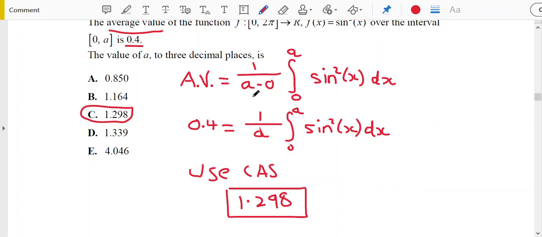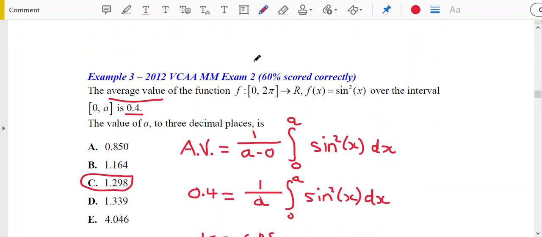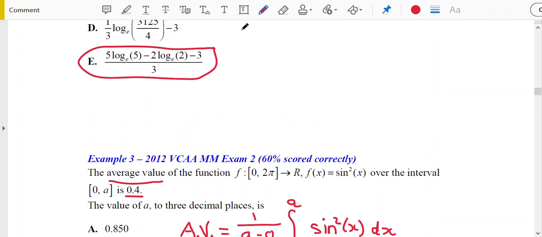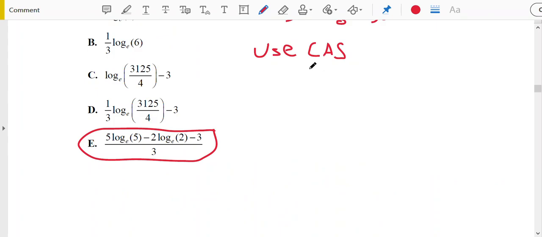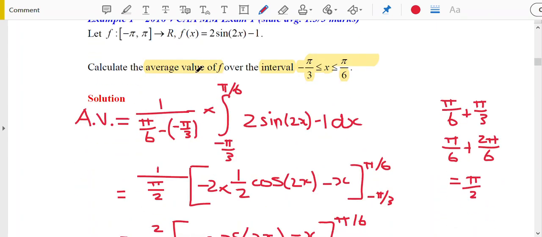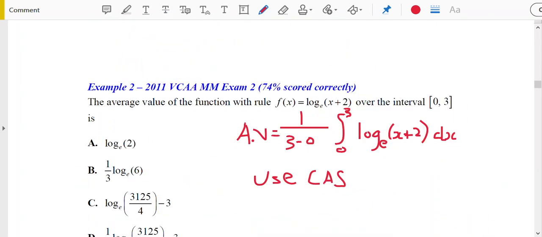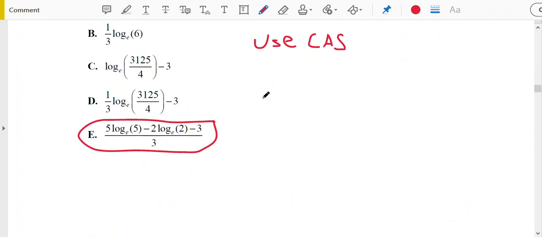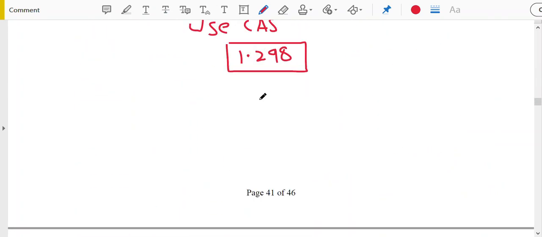Okay, so you need to be familiar with writing the average value function down, writing the actual definite integral for it. If you have access to technology, use your CAS calculator to do the work. But if not, you could be asked to do this as a tech-free question as well, just like this one, just like example number 1. So that's 3 problems on the average value.